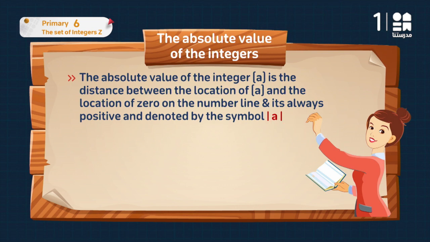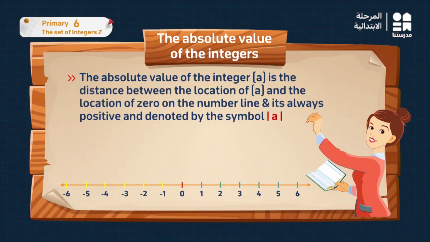So what does it mean? Let's explain it. I have a number line here. If I want to know the distance between -2 and 0, how many spaces? I will count the distance. 1 space, 2 spaces. So it will be 2 spaces. I will say 2.